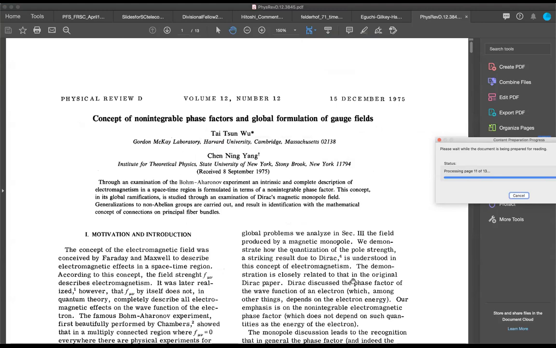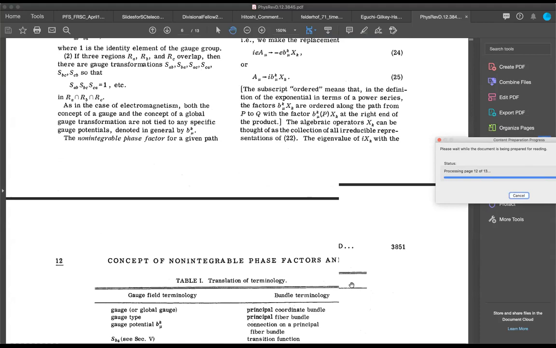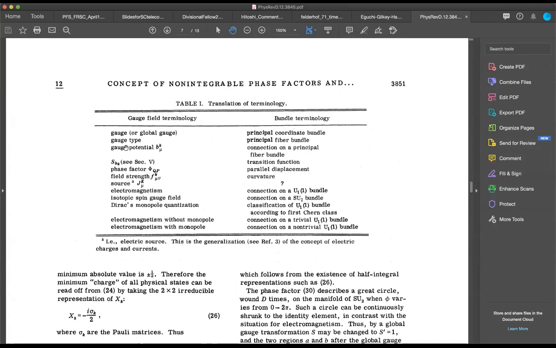And it talks about, for example, Dirac monopole, a magnetic monopole, a Hamiltonian phase, and things like that. But towards the end, they actually put together this little table called translation of terminology. And this is a terminology we use in physics about gauge theory. And this is the terminology mathematicians use in the context of fiber bundle. And here's the sort of dictionary. And the first one is called gauge or global gauge. And here it says principal coordinate bundle.